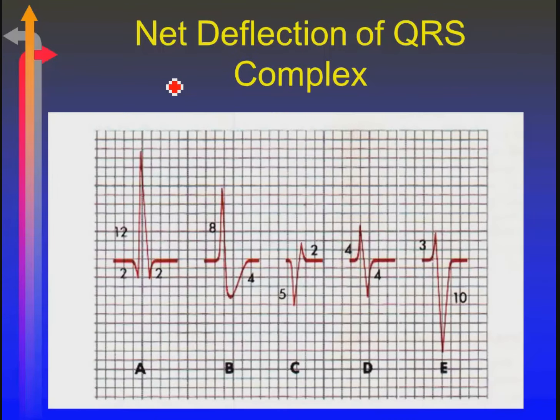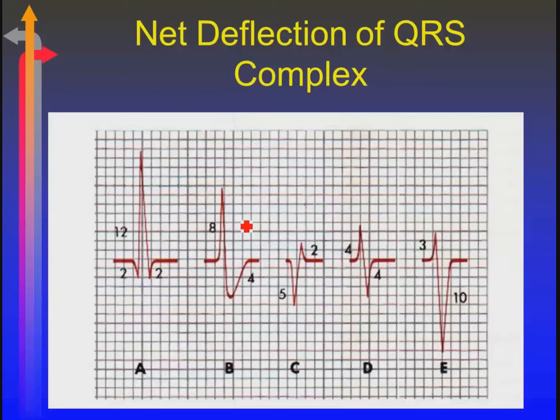And what we need to look at is where is the net deflection that is present. So here I have a Q wave that's got 2 boxes down. I have an R wave that's 12 boxes up. I have one that's 2 down. So my net deflection is a positive 8. Here I have a positive 8 and a negative 4. I have a positive 4. Everybody see where I'm getting those numbers from? Okay. So which way is the QRS complex deflected?